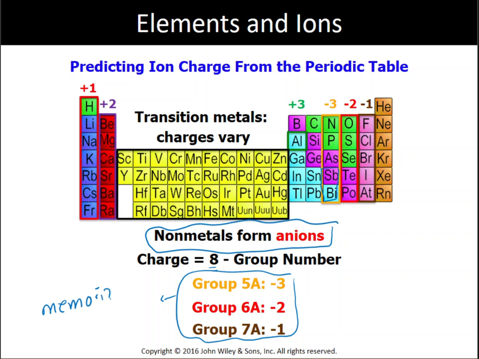So you need to memorize the charge of the nonmetals based on their group number. You look at the periodic table, see what group they're in, and you memorize their charge. So know that nonmetals always form only anions, and their charge is basically group number minus 8.